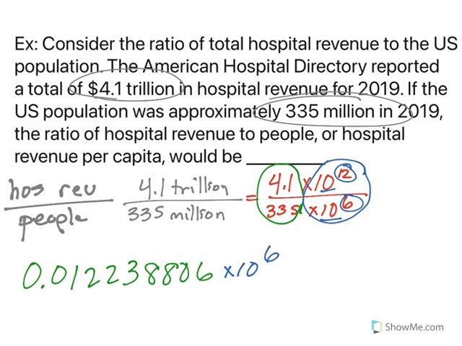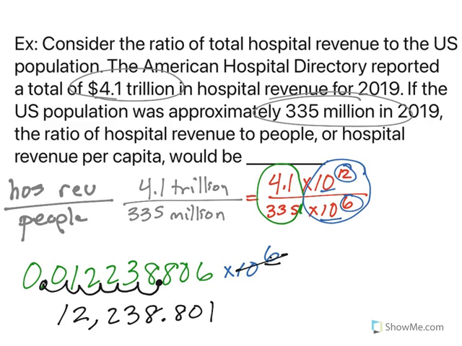Now, when we talk about per capita, we don't talk about scientific notation. So I need to change this to standard form. My exponent here is positive, so that means I'm going to move my number to the right to make my number bigger. And I'm going to move it 6 places. So 1, 2, 3, 4, 5, 6. So I have 12,238.806.